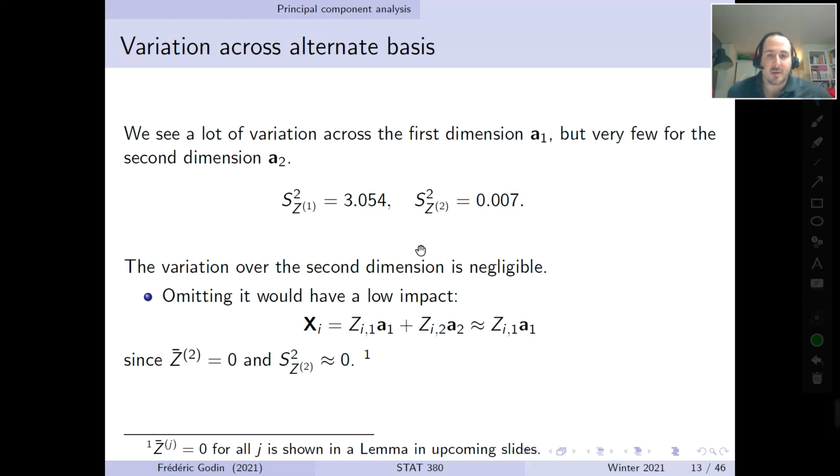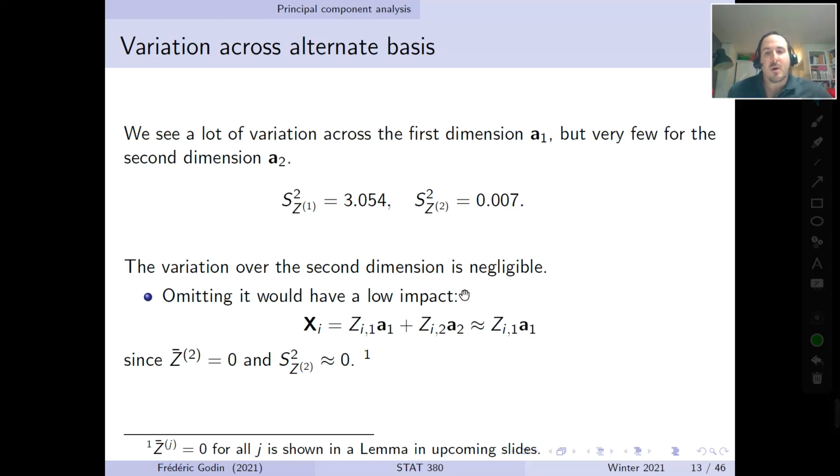Moreover, we haven't shown that here. We'll show it in a few subsequent parts of the chapter. But it can be shown that the average across all observations of each of the coordinates must be 0. Because this is the case, the second coordinate has an average of 0 and its variance is very small, so it's approximately 0 all the time.